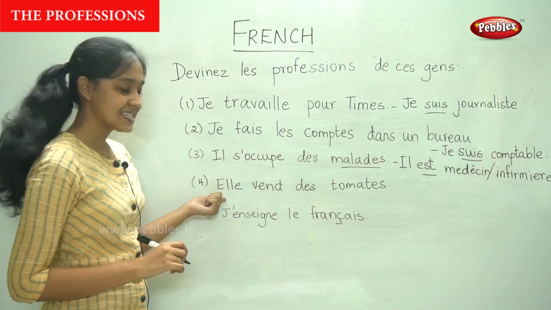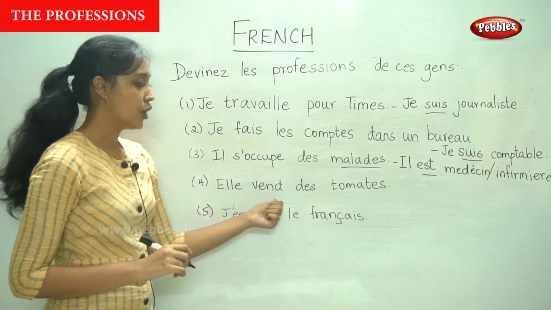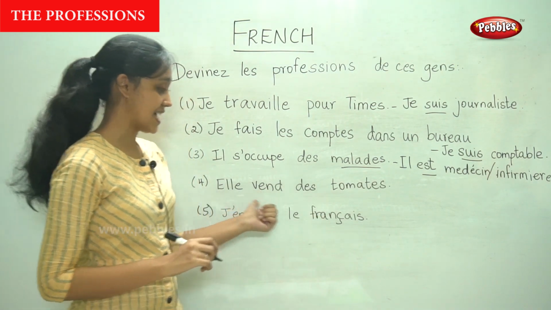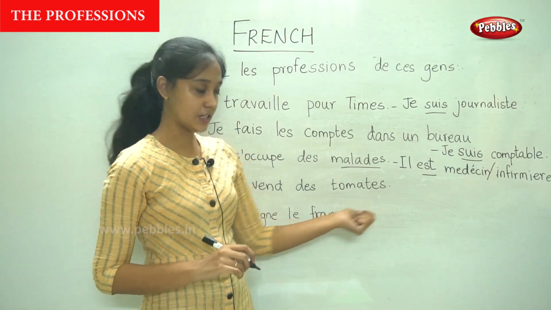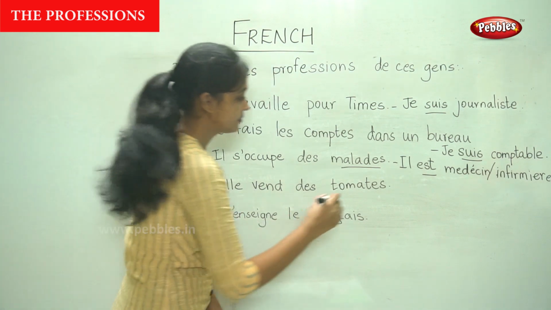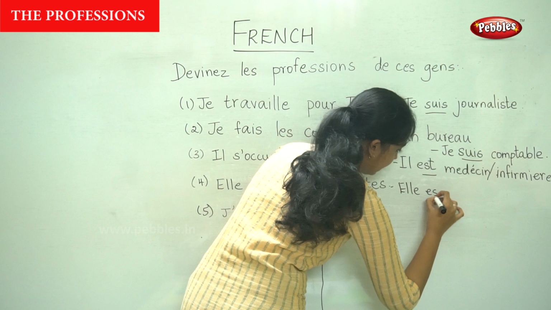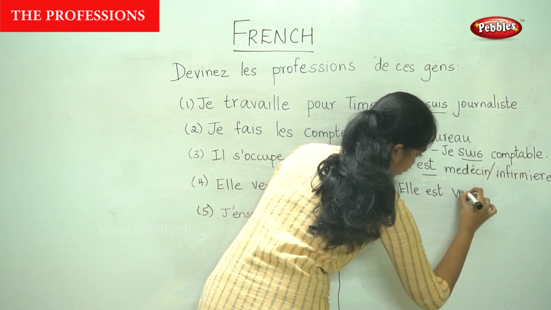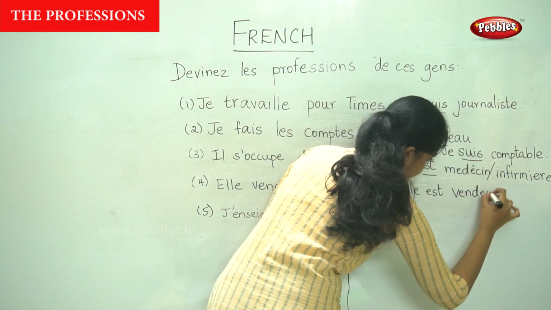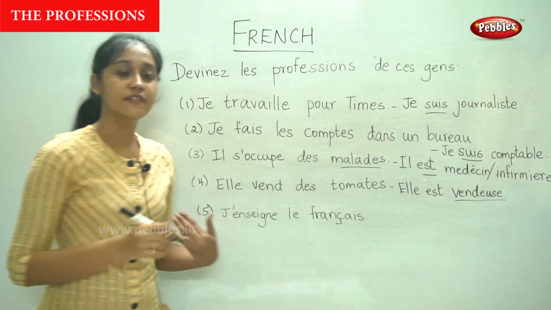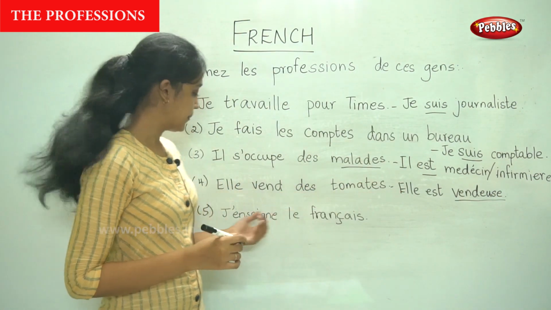Moving on to the next sentence. Elle vend des tomates. She sells some tomatoes. So the profession is elle est vendeuse. She is a vendor, vendeuse.